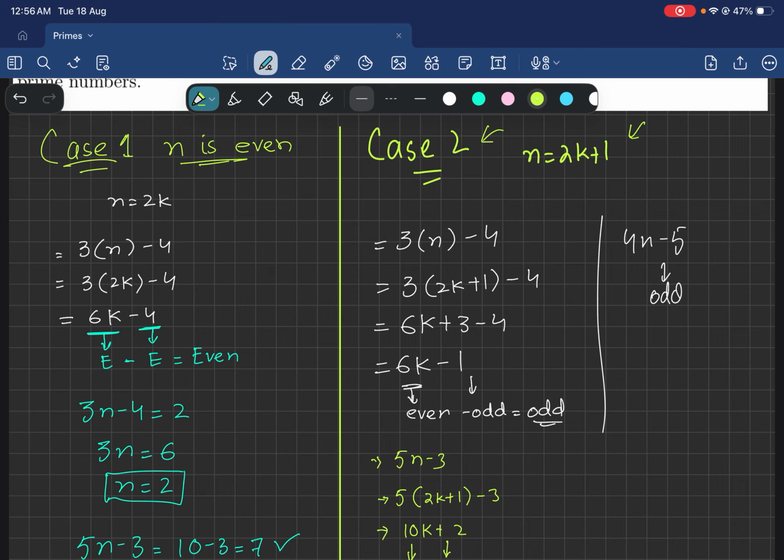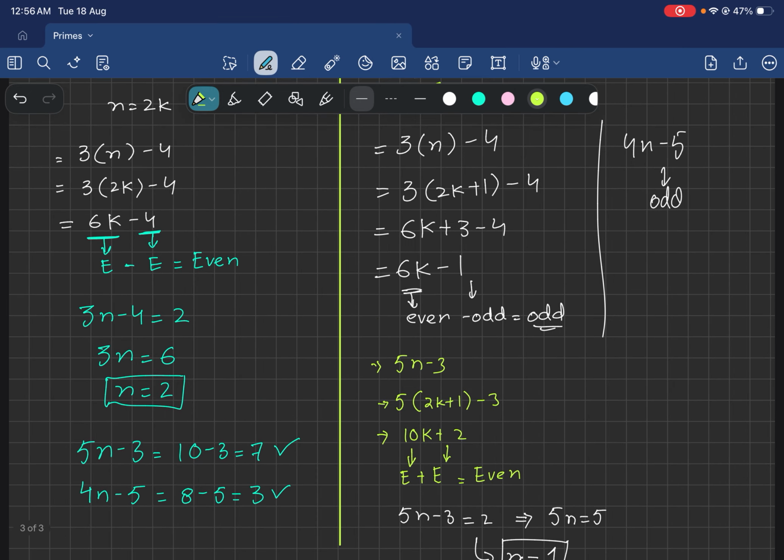So the key here is, whenever you are given an Olympiad problem that wants you to prove something about an expression being prime, the very first thing that should come to your mind is to try parity. If parity doesn't work out, try modulo 3.